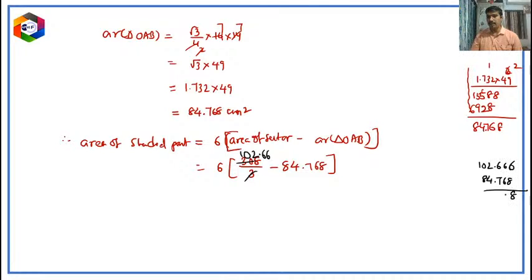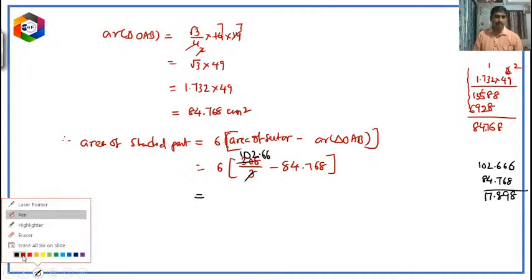Now 15 minus 6 is equal to 9, and 15 minus 7 is equal to 8, and here 1 is already borrowed. So 11 minus 4 is equal to 7, and now 9 minus 8, so 17.89. Finally I am going to multiply.